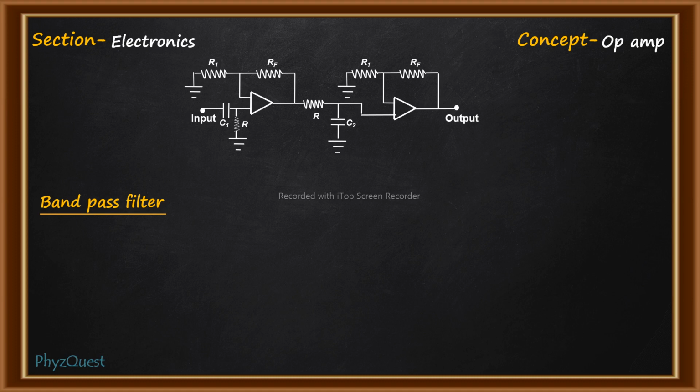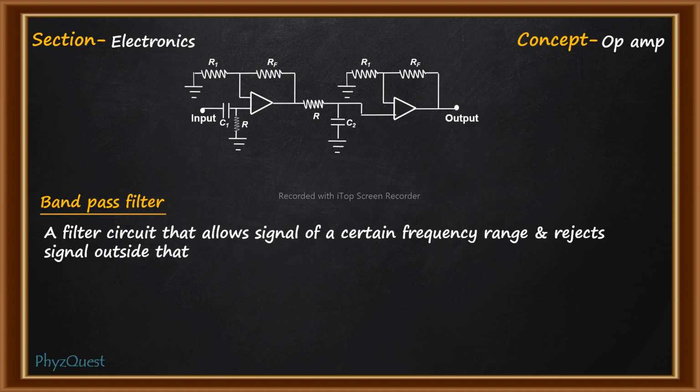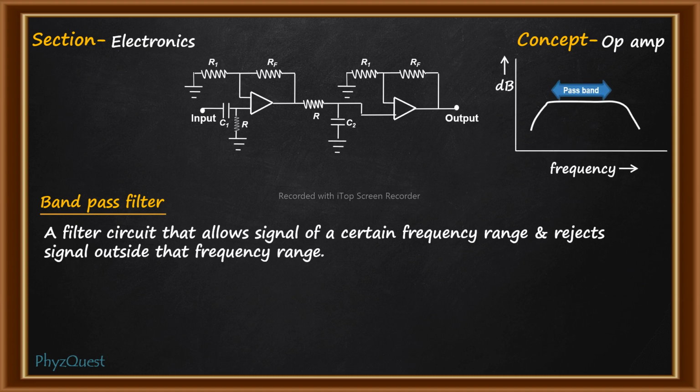A band pass filter is a filter circuit that allows signals of a certain frequency range and rejects signals outside that frequency range. The frequency range which is allowed is called the pass band. The lower and higher cutoff frequency in this range can be controlled when the band pass filter circuit is formed by connecting a low pass filter with a high pass filter circuit. So this is formed by cascading a high pass filter circuit with a low pass filter circuit.